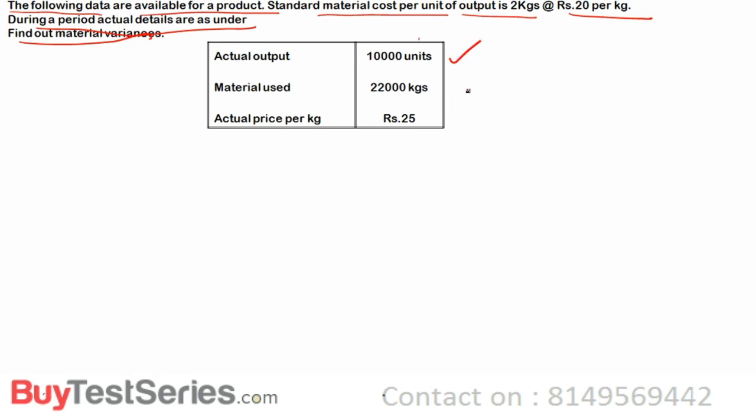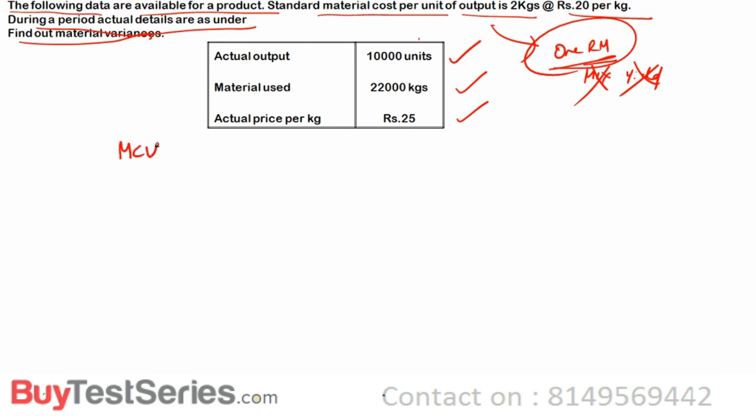So you have actual output, material used, actual price per kg. The moment you read this question, the first point that you have to understand is there is only one raw material. So when there is one raw material, you will not get mix and yield variance, because mix and yield variance you will be getting only when there is multiple raw material. Whereas in this problem, there is only one raw material, therefore there is no mix as well as yield variance. In that case, material cost variance is divided into two: one is price variance, other one is usage variance.